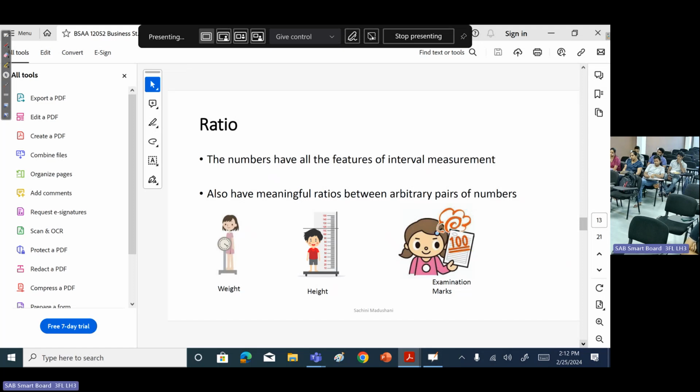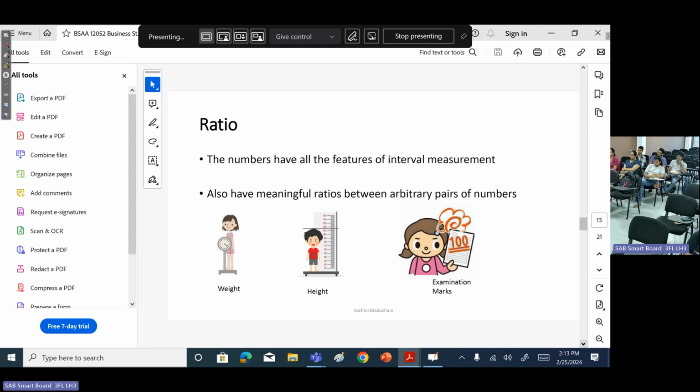Understood? Can we label it? Can we order them? Okay. Then can we take the differences? Okay. Add the values of the variables. We can multiply. We can divide. All the mathematical operations can be applied to this ratio scale variable.